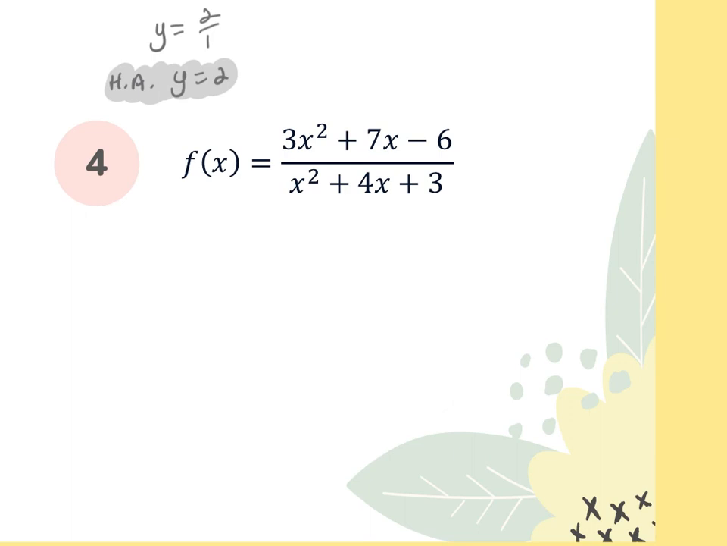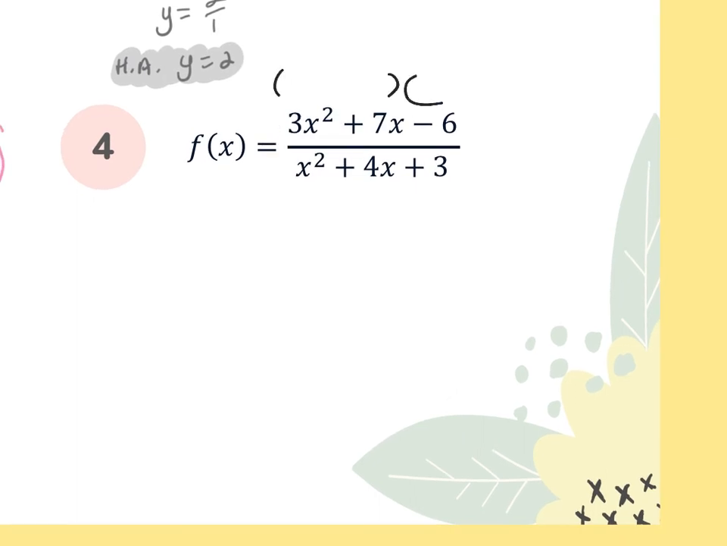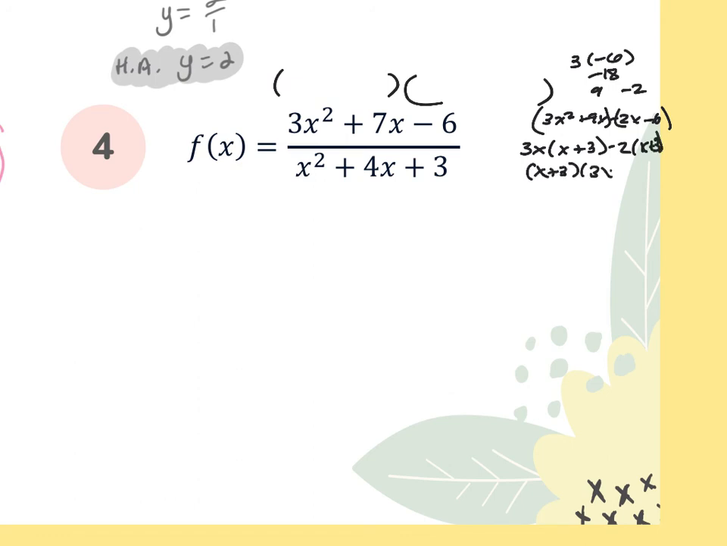Now looking at 4, we're going to factor this. So 3 times negative 6 is negative 18. Factors of negative 18 that sum to 7 are positive 9 and negative 2. 3x squared plus 9x minus 2x minus 6 gets factored: 3x(x + 3) minus 2(x + 3), which gives (x + 3)(3x - 2).